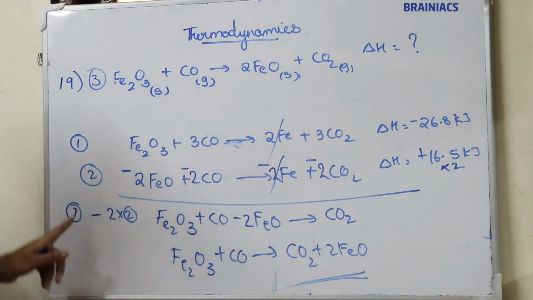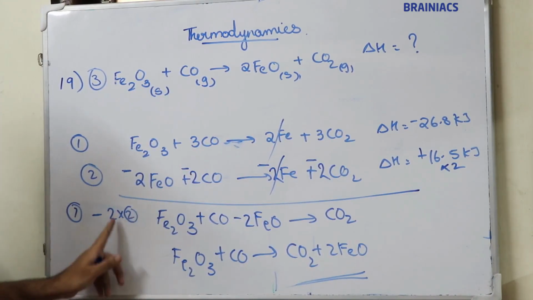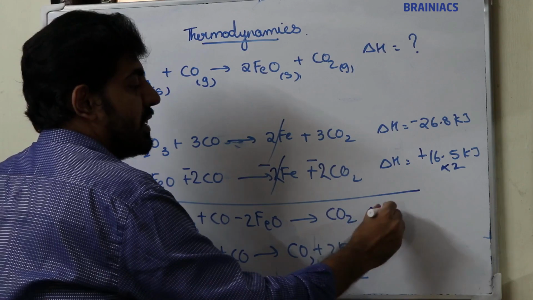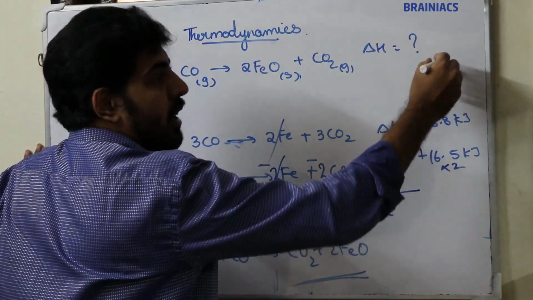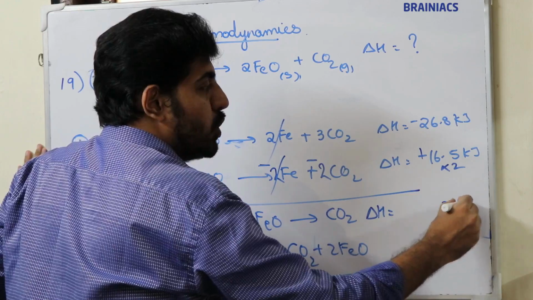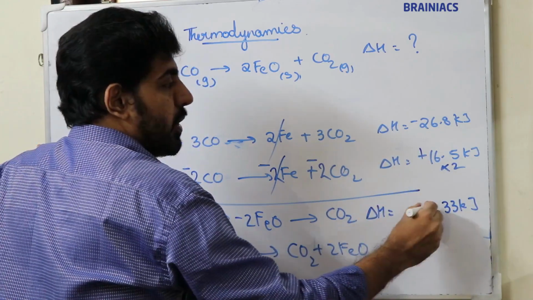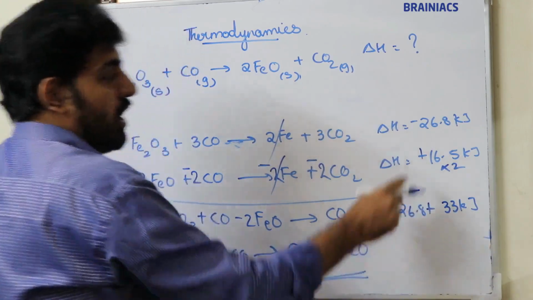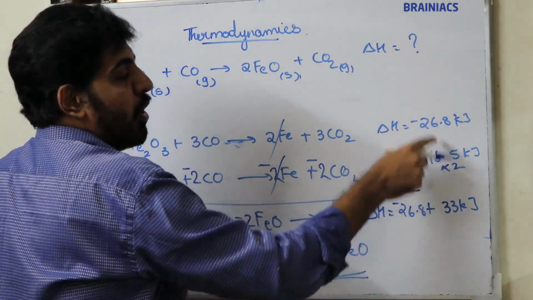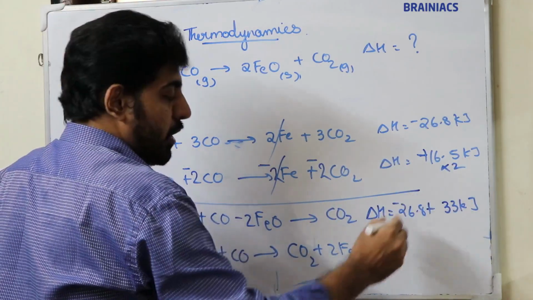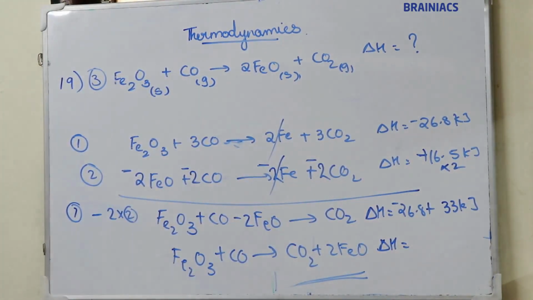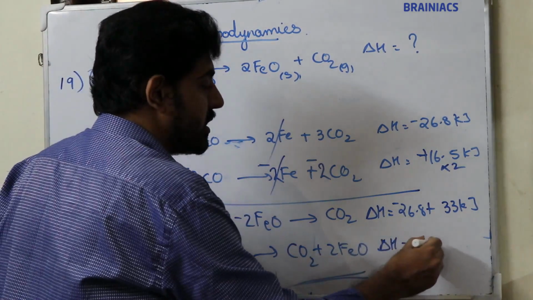Now here we multiply the second equation by 2. Then we subtract this from equation 1. So here delta H value is, first you have to multiply 16.5 into 2, you will get 33 kilojoules, right? Okay, here remaining 26.8, right? Actually it is minus, but when you subtract, minus, minus becomes plus. Now when you add these two, minus 26.8 plus 33 kilojoules, you will get delta H as nearly 6.2 something, 6.2 kilojoules.